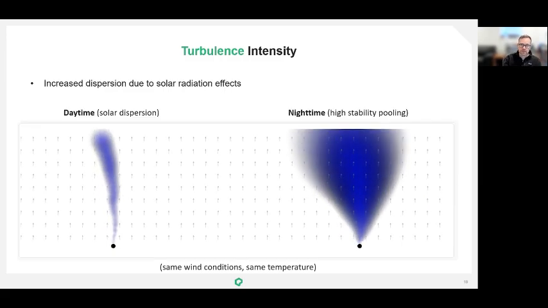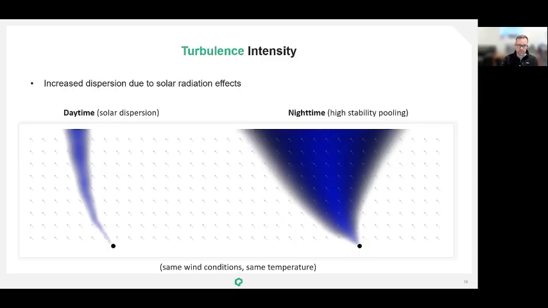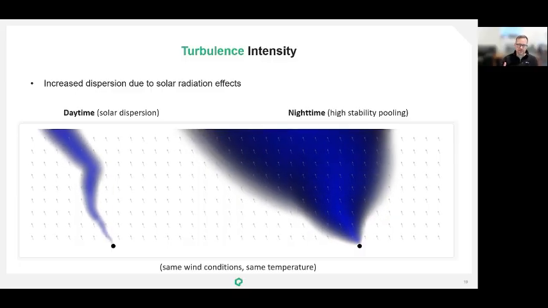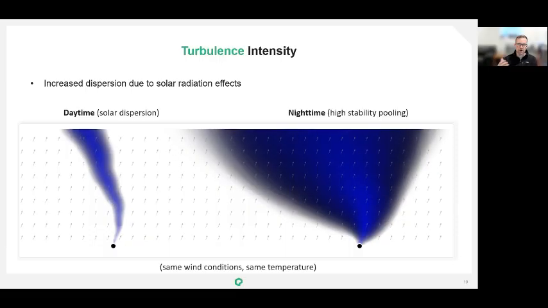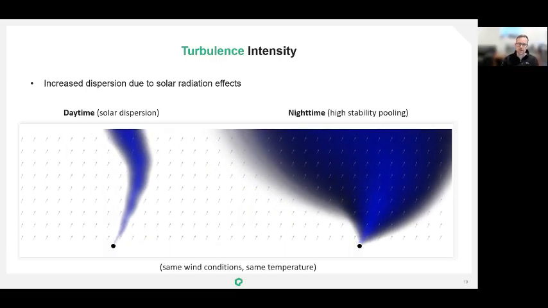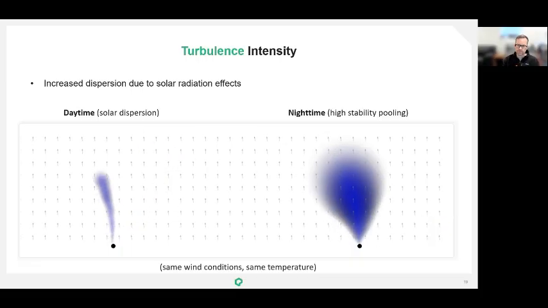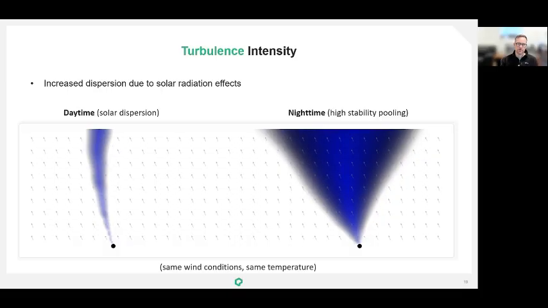Another key learning we had was from observing nighttime pooling. This is an issue that we've come across a fair amount. Initially, I think we assumed that it was just due to reduced wind speed. It was often a nighttime phenomenon where you'd get a lot of elevated readings across a facility. But what we found is even controlling for that wind speed, the behavior persisted.